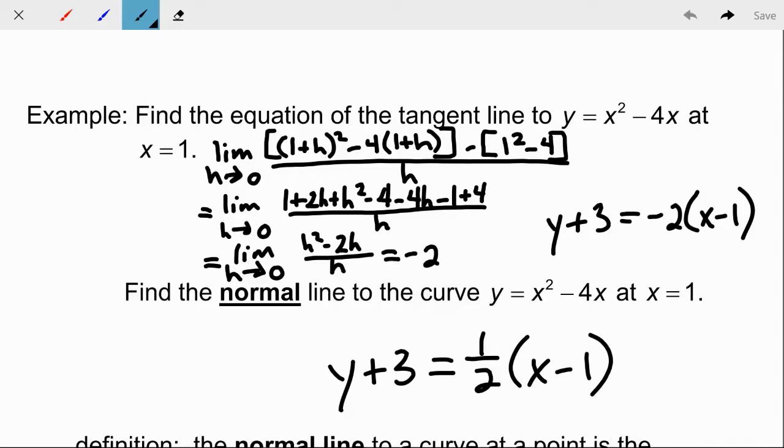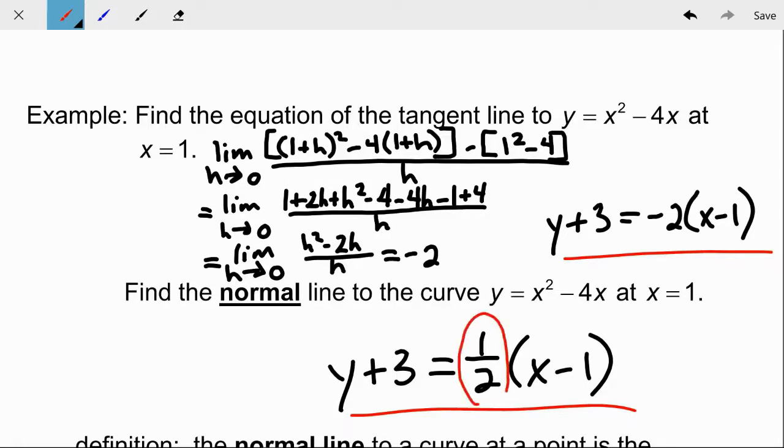For the second piece of this, it says find the normal line to the curve. Notice that everything is the same between these two equations. The only difference is this slope is now 1/2 because it's the negative reciprocal of negative 2. So remember, when we have perpendicular slopes, if you multiply them together, you should get negative 1. So if I want to find a perpendicular slope, I just have to take the negative reciprocal of my number. So the negative reciprocal of negative 2 would be 1/2.